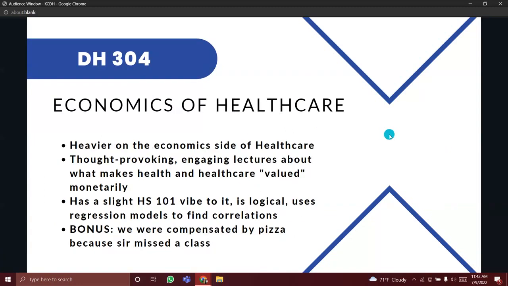DS 304 came next, which is economics of healthcare. This was again a totally different course. You could see how the first course that I discussed was more scientific, and it delved into a bit of the informatics side, ML side, and now we come to economics. So if you liked HS 101, you're going to like this course.